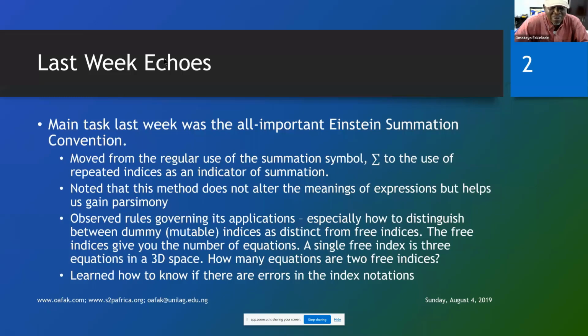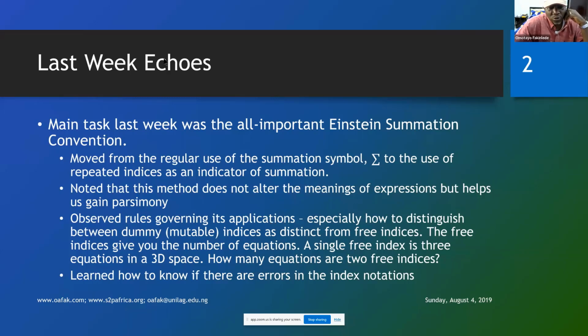Last week, our main task was the all-important Einstein summation convention. We moved from the regular use of the summation symbol, sigma, to the use of repeated indices as an indicator of summation. We noted that this method does not alter the meanings of expressions, but helps us gain parsimony. You could still put the summation signs there, but they are no longer necessary. We observed rules governing its application, especially how to distinguish between dummy, that is mutable, indices, as distinct from free indices.